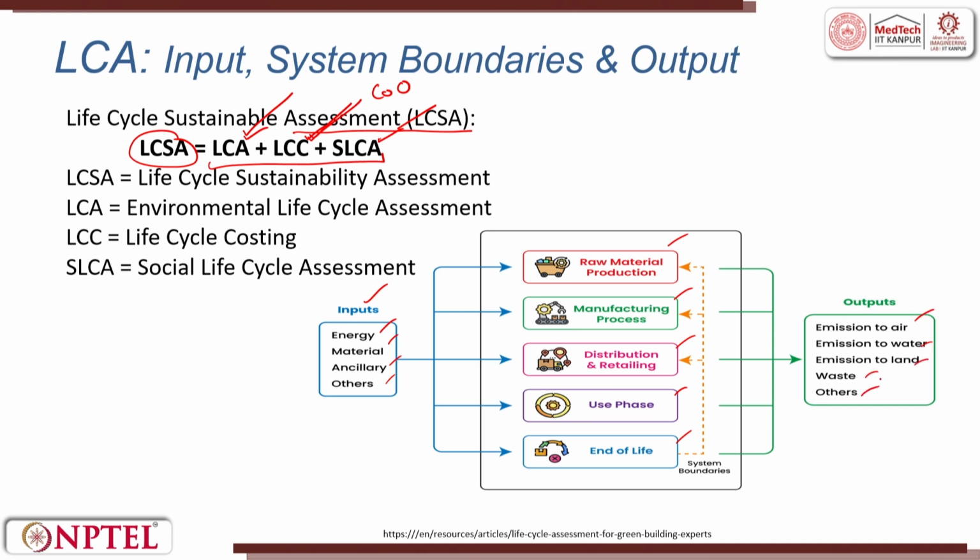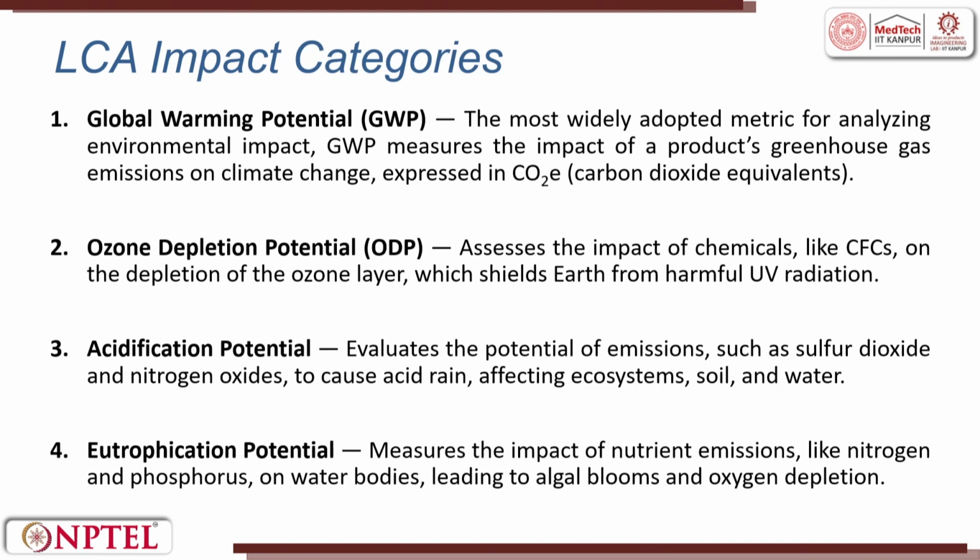Certain impact categories: when we are measuring the impact, to what level are we going to report it? First is global warming potential, GWP. The most widely adopted metric for analyzing environmental impact is GWP. It measures the impact of a product's greenhouse gas emissions on climate change, expressed in carbon dioxide equivalents.